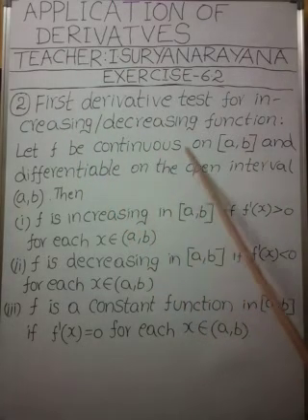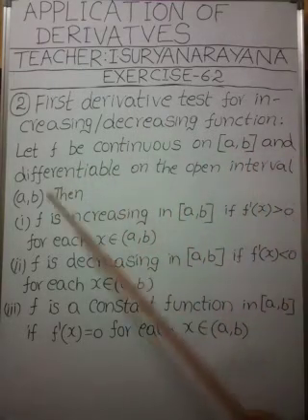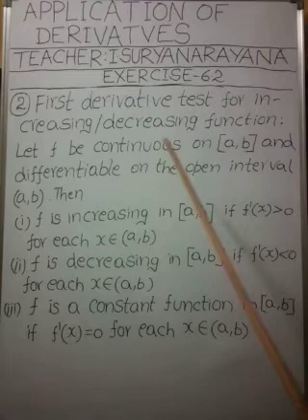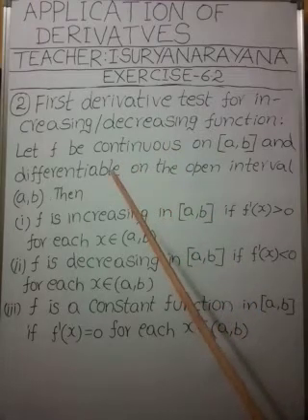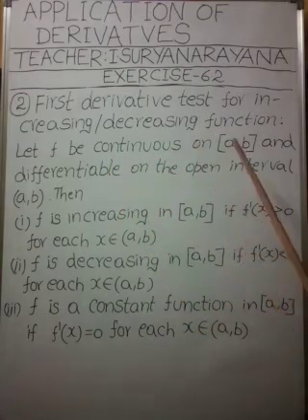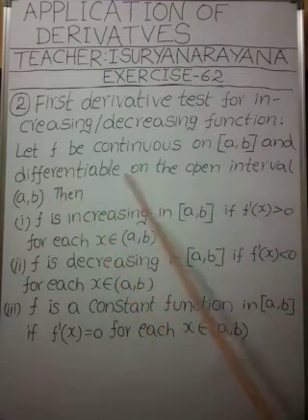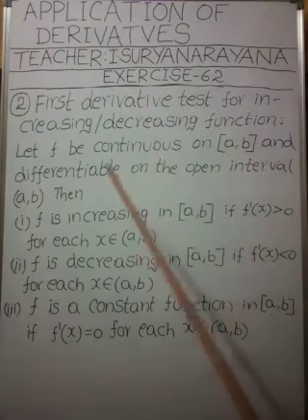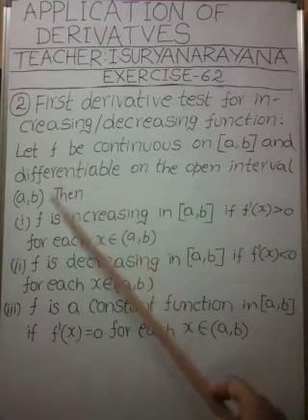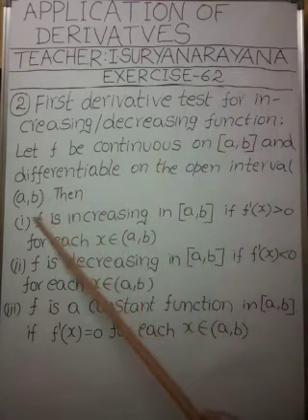Let f be continuous on the closed interval a comma b and differentiable on the open interval a comma b. You have seen this sentence in the mean value theorem, isn't it, my dear children? f is continuous on the closed interval a comma b and it is differentiable on the open interval a comma b. In Rolle's theorem and mean value theorem we got the same sentences, isn't it or not, my dear children? Right. Now come to the first point.